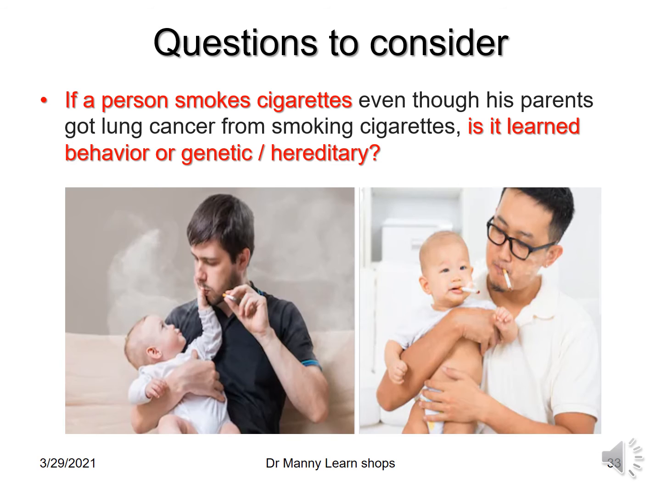Another question to consider. Just look around you here in Malaysia. Just look around you here in Sarawak. Just look around you here in Kuching. If a person smokes cigarettes, even though their parents got lung cancer from smoking cigarettes during their life, is this a learned behaviour, or is it genetic or inheritable?